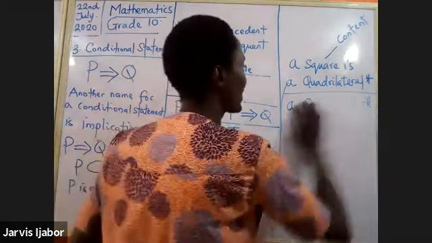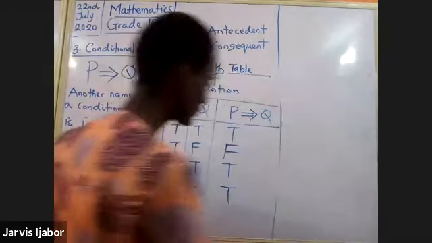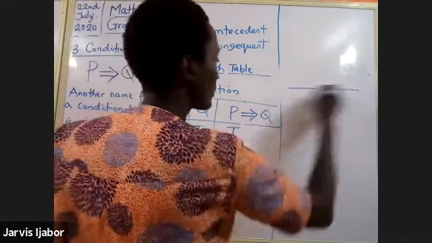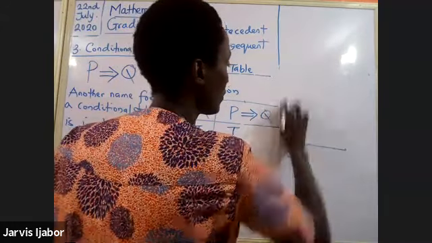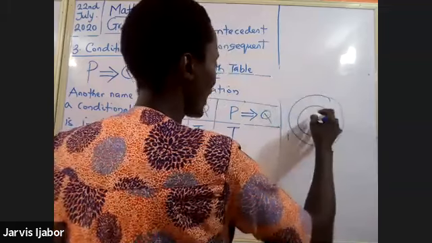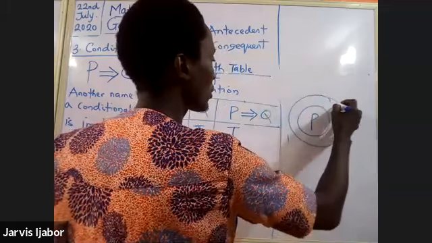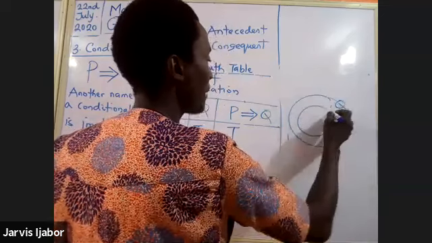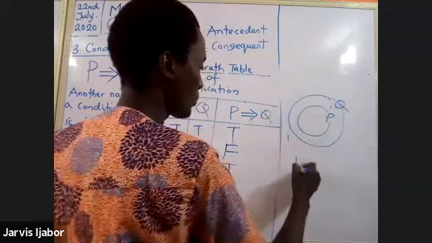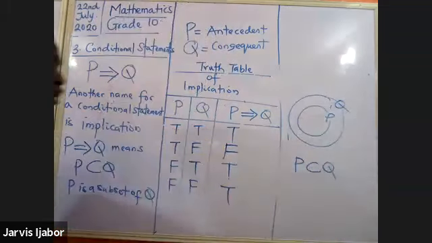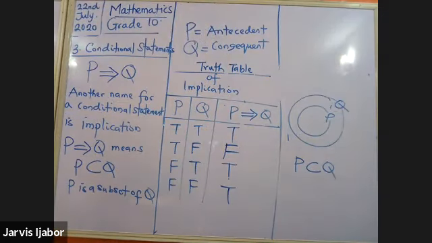So I'm going to represent that in a diagram. In set theory, it will look like this, where this is P and this is Q. So P is contained in Q. So that's the summary of that.